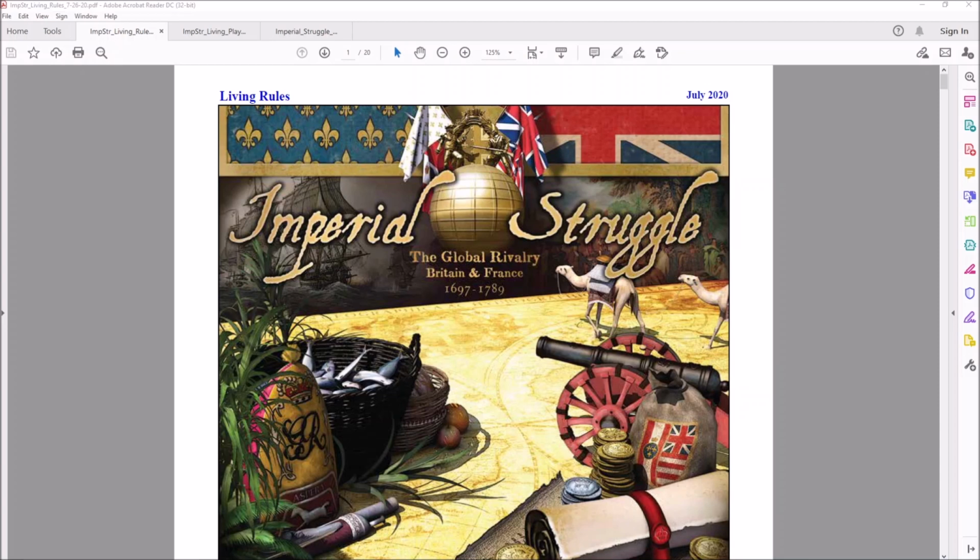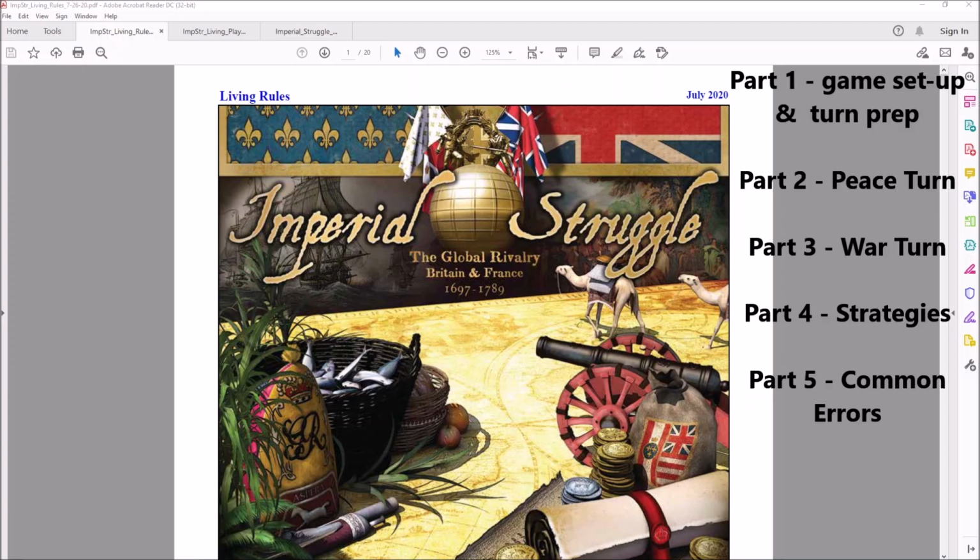Before going into the details, the plan. The plan is to show you guys in a series of short movies how to play this game. Today we'll focus on the setup. Video number 2 will tell the story of the peace turn. Number 3 will be the war turn. Later on I'm also planning video number 4, which will be about major strategies, tips and tricks regarding the game, and the 5th will be regarding the most common errors.